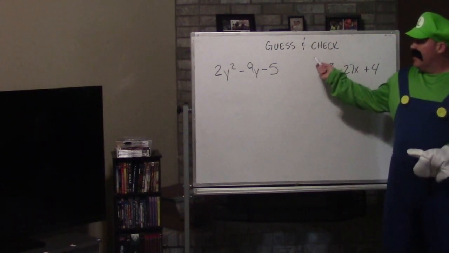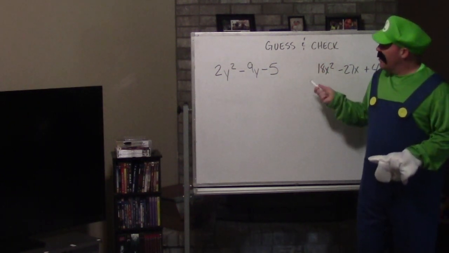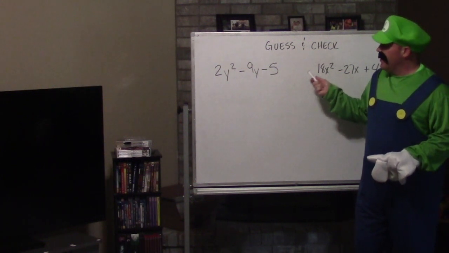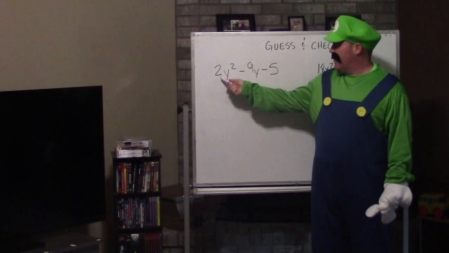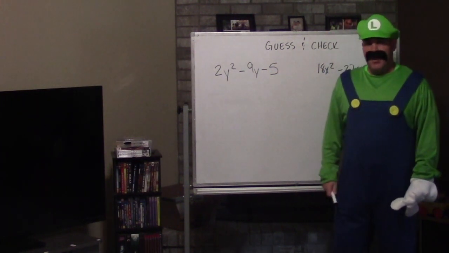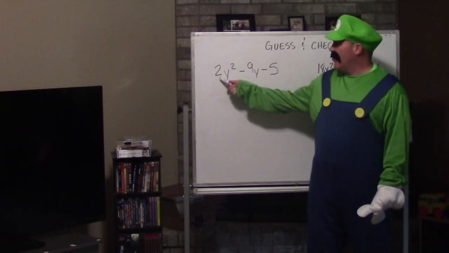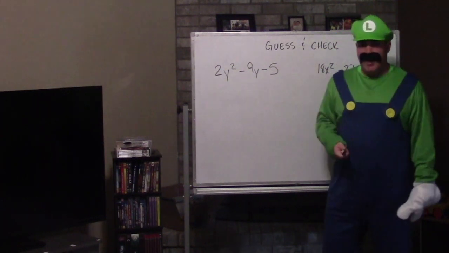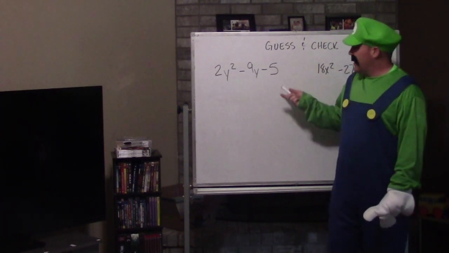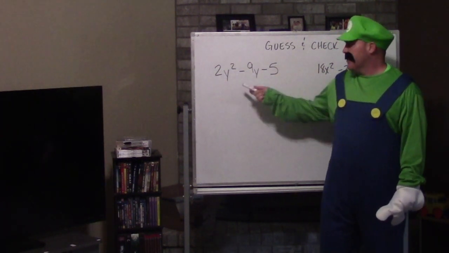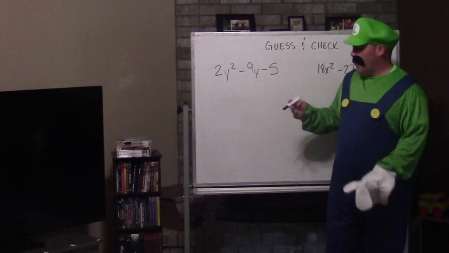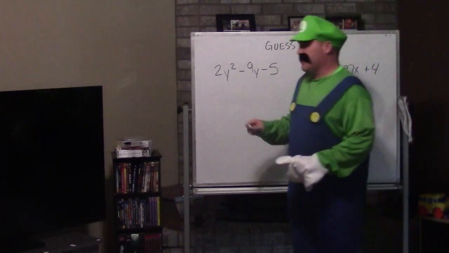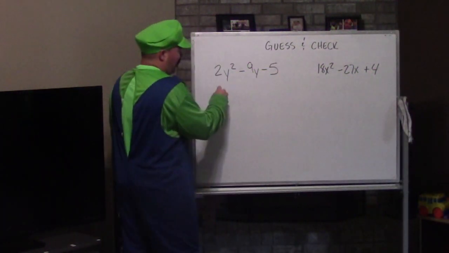Okay, factoring today. Whenever we try to factor and the number is not a 1 in front of the first term, then we've got two options. Our first option is to guess and check. When we guess and check, we're going to write down our two parentheses.